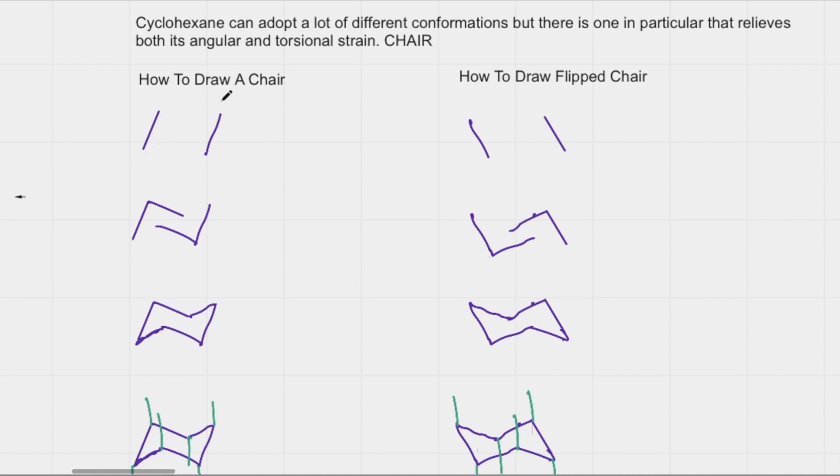We start by drawing two lines parallel to one another. Then we draw two more lines parallel to one another, overlapping a little bit, and then we close the ring, and this is our chair. A chair can flip, so we can draw another chair which is its flipped version. When a chair flips, this is how we would draw it. We would draw two parallel lines, but they will be parallel in the opposite direction. And then we draw another set of parallel lines overlapping like this, and we close the ring, and this is our flipped chair. So this is our chair conformation and its flipped chair conformation.